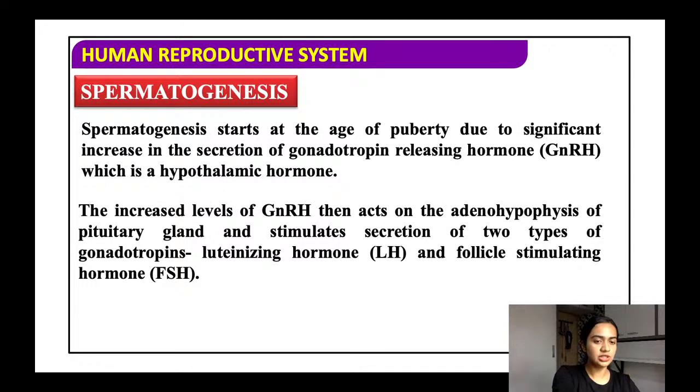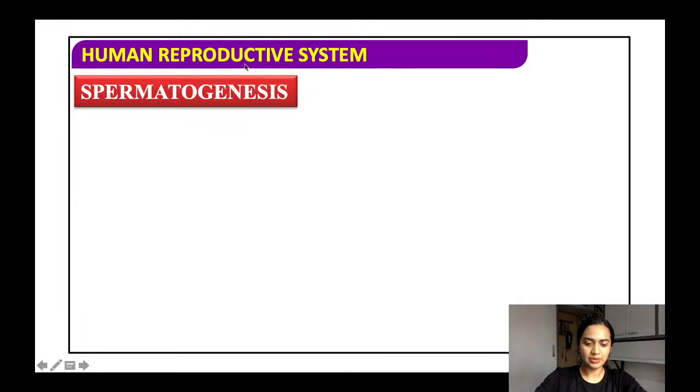So now coming back to the hormonal part. We have seen that spermatogenesis starts at the puberty stage, and it is caused by the release of GnRH. What happens here is that this GnRH will act on the adenohypophysis of the pituitary gland, that is the anterior lobe, and it will stimulate the secretion of two types of gonadotropins, that is the LH, the luteinizing hormone, and the follicle stimulating hormone. So first, at the age of puberty, we can see an increase in the GnRH.